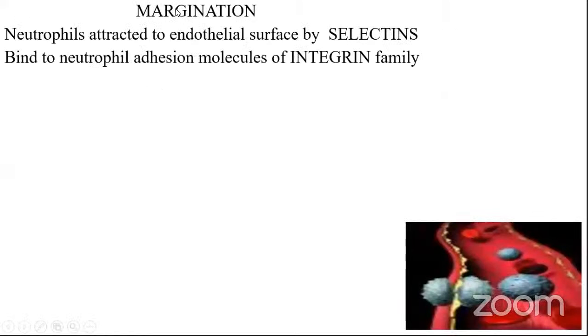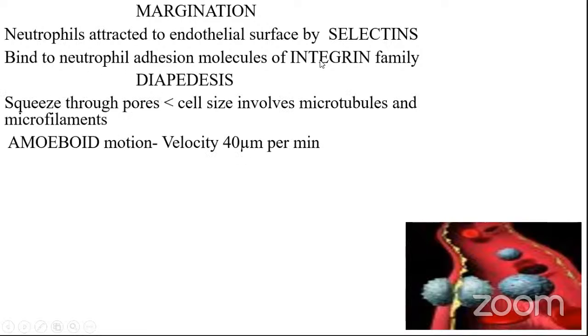So margination, first step was the margination. Neutrophils are attracted towards the endothelial surface by selectins, which bind to the neutrophil adhesion molecules of the integrin family. Okay, then there is diapedesis. Diapedesis means squeezing through the small pores in the endothelium, which involves mainly the microtubules and the microfilaments. And there is an amoeboid motion, like amoeba. The velocity can be 40 micrometers per minute.